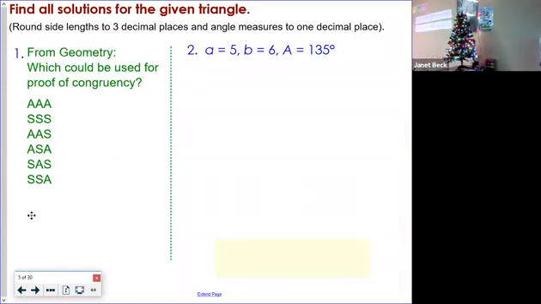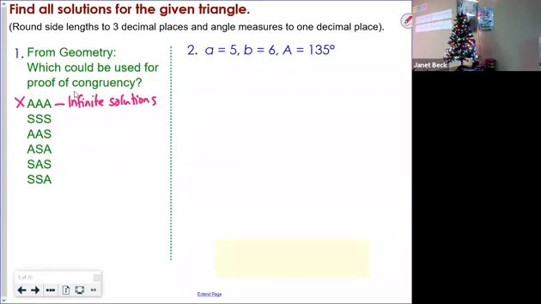Angle, angle, angle is the one that's really, really weird. Let's take a really simple triangle, an equilateral triangle, 60, 60, 60. I could draw one like that. This one has the same angles. Are they congruent? Are they exactly the same? No, not at all. There's an infinite number of solutions if you're given angle, angle, angle. So it could not be used as a proof of congruency.